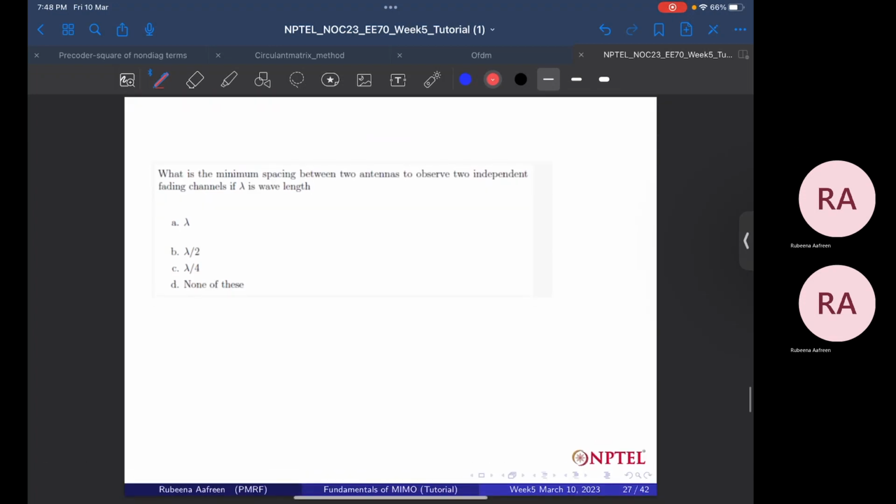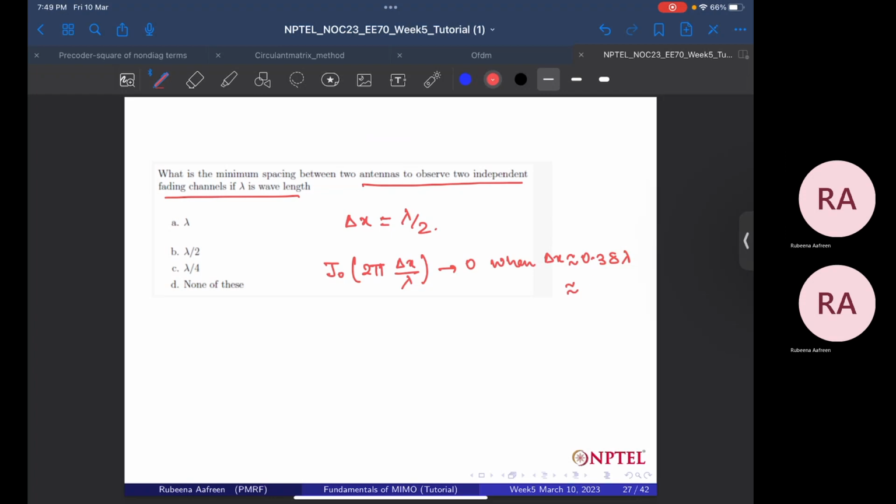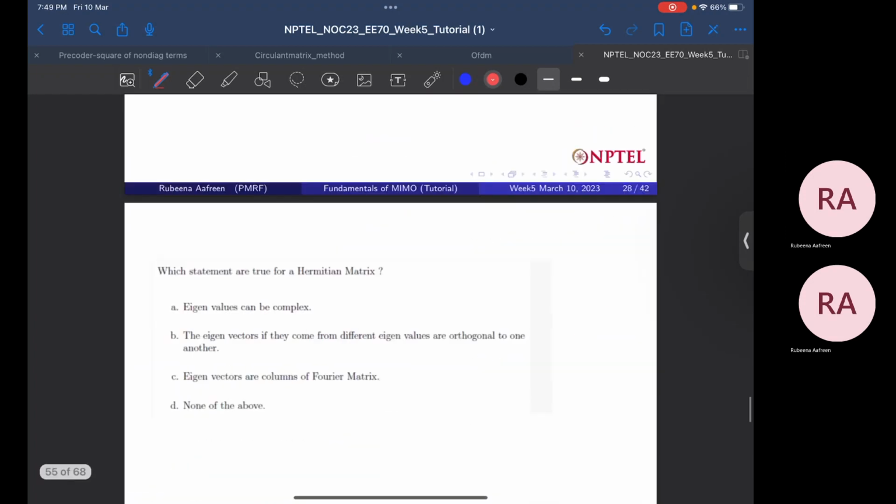And this question has been discussed so many times: the minimum spacing between two antennas to observe two independent fading channels will always be given by delta x equal to lambda by 2. Because we know that the correlation varies as J naught of 2 pi delta x by lambda, and it goes to 0 when delta x is approximately 0.38 lambda, but we then round it to lambda by 2. Okay, so we'll move on to the next question.